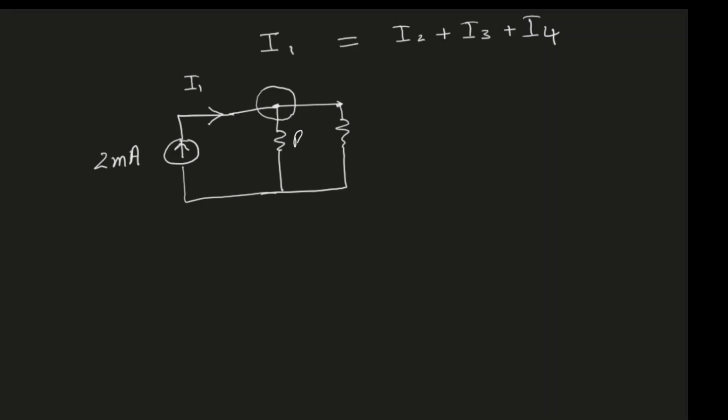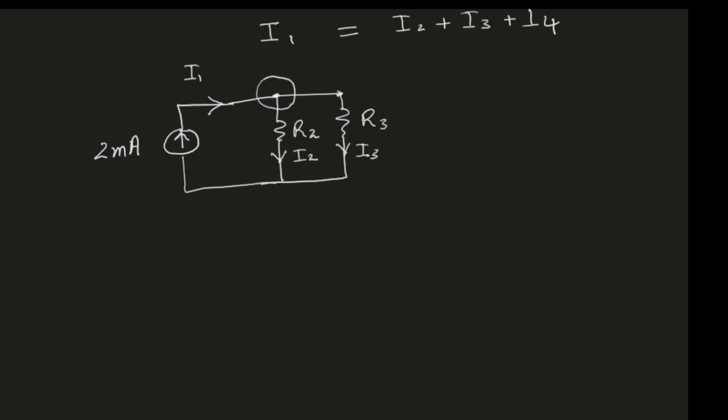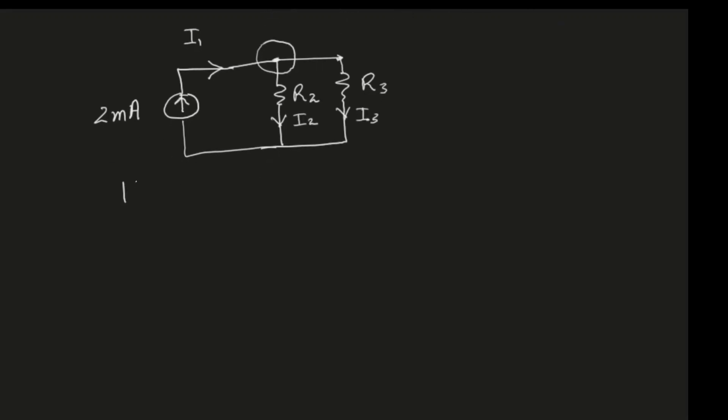Let me give names to the resistors. Let's say this is R2 and this is R3. And I'm going to assume that the current in R2 is flowing downwards and it is equal to I2. And the current in R3 is also flowing downwards and the value is equal to I3. So at the specified node above, we see that there are 3 different currents entering and leaving that node. So let's apply KCL to this node.